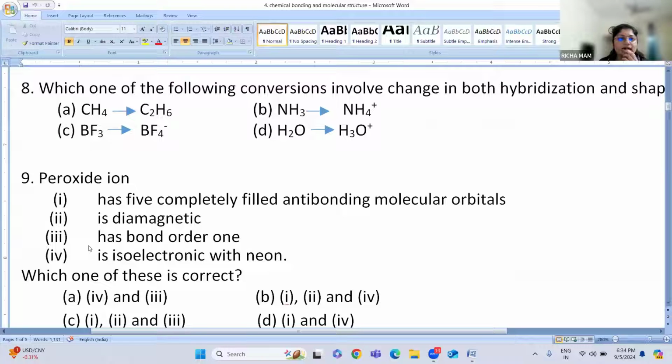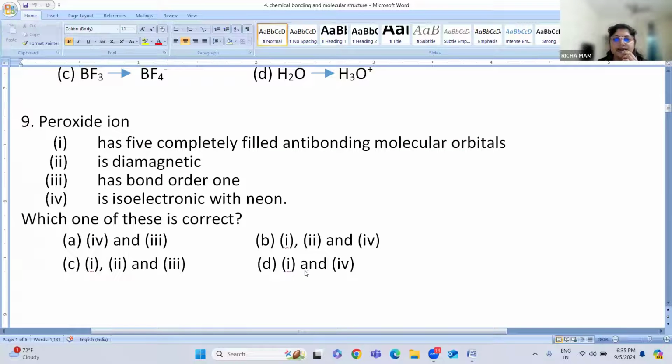Peroxide ion has 5 completely filled antibonding molecular orbitals. Second point is diamagnetic. Third point has bond order 1. Fourth point is isoelectronic with neon. Which one of this is correct? So these are the 4 points regarding peroxide ion. Out of these 4 points, which one is correct? A, fourth and third. B, 1, 2 and 4. C, 1, 2 and 3. And D, 1 and 4.